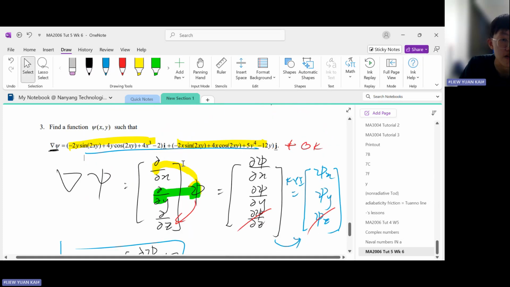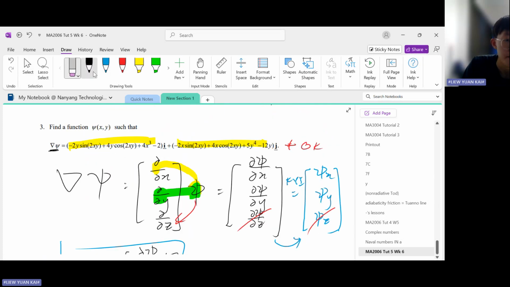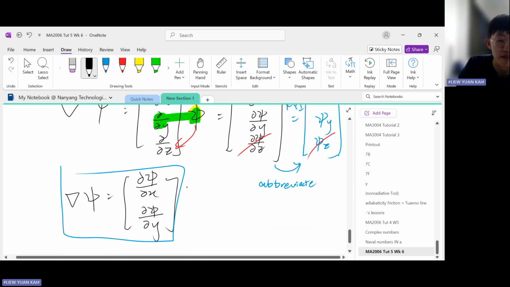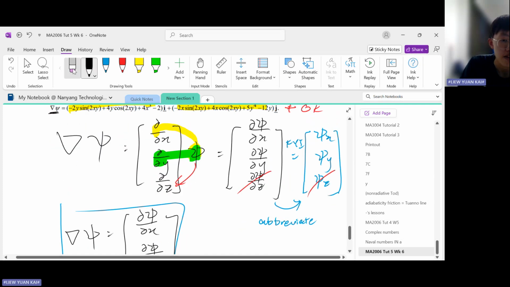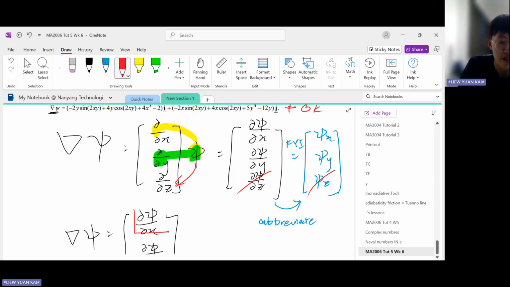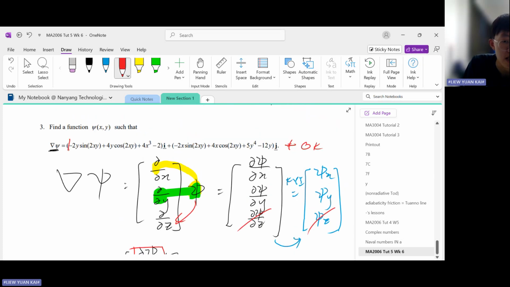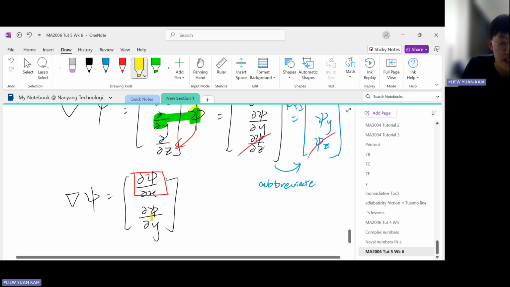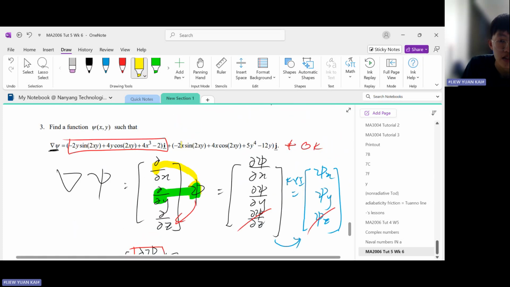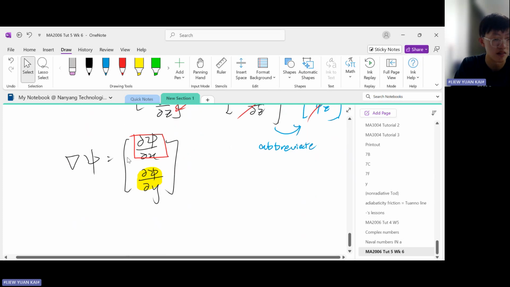So we need to equate them, right? If two vectors are said to be equal, that means the x entries will be equal. So this x entry will be equal to this, and then the y entries will be the same. So this y entry will be equal to this. That's what it means for two vectors to be equal. So let me write that down.